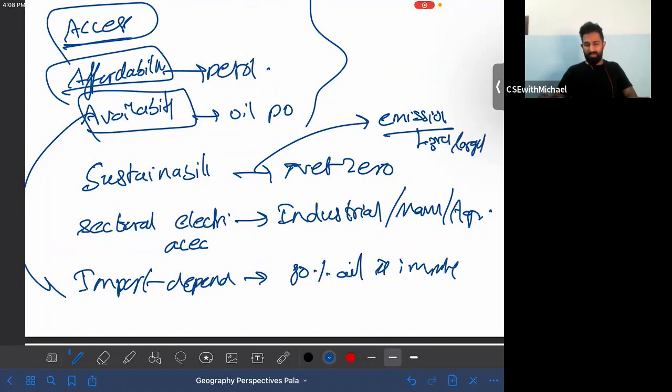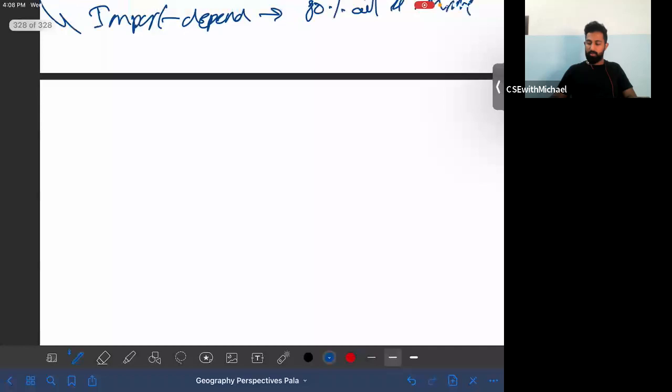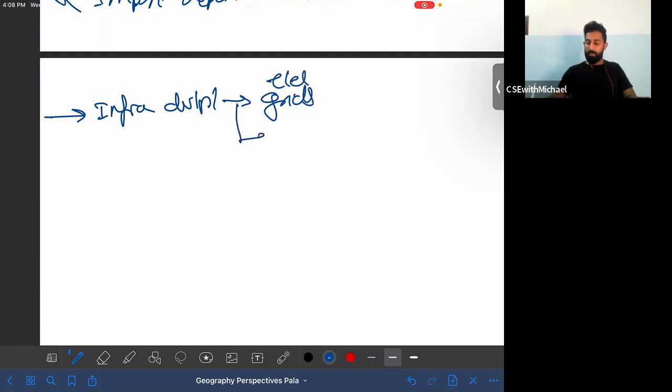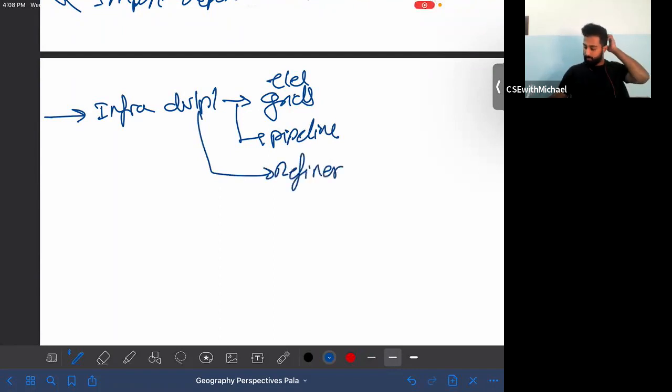Now solutions can be considered, which you study again in GS, specifically GS concern. For example, infrastructure development can be considered as a solution. Electricity grids can be developed. Pipelines can be developed. More refineries and survey of potential resources can be developed. Moving into shifting to cleaner fuels.